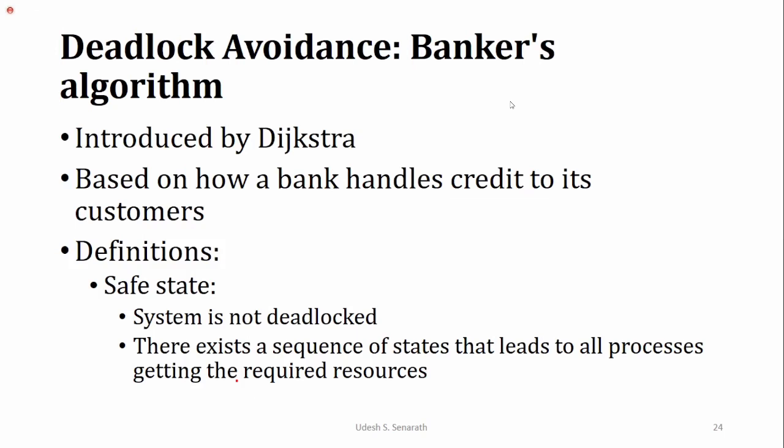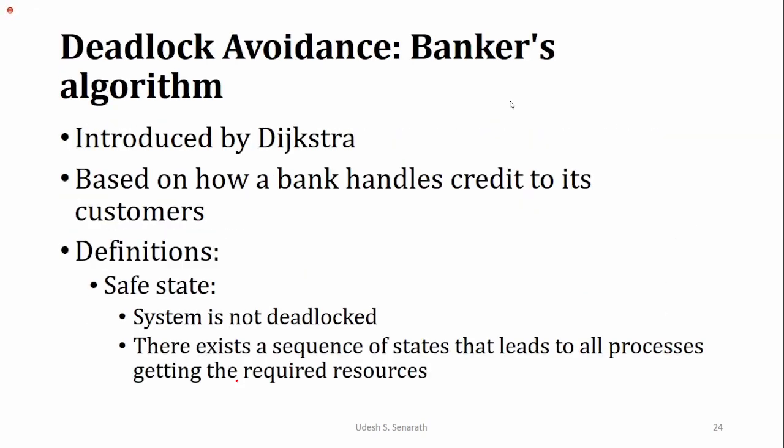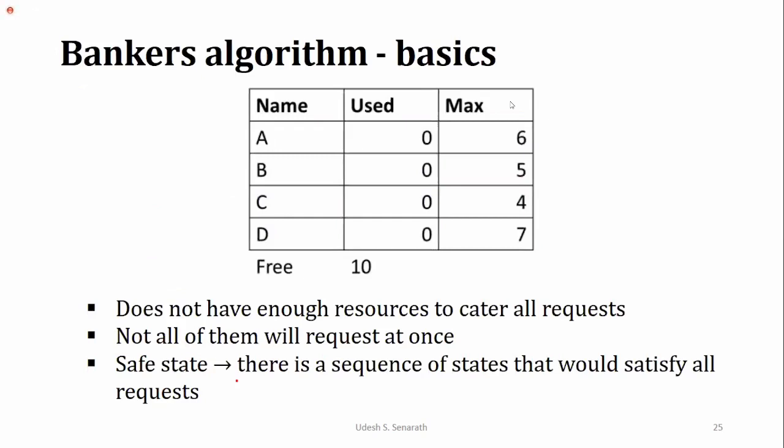There exists a sequence of states that leads to all processes getting the required resources. You can remember that earlier we identified whether there is a deadlock or not, and then we identified the sequence. Likewise here, we identify the sequence. See here, these are the processes. We have four processes. This is the maximum number of resources requested by each process in order to complete. Let's say this is only one resource type. And this is the maximum number of resources available.